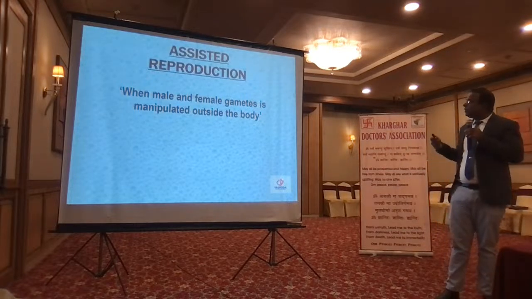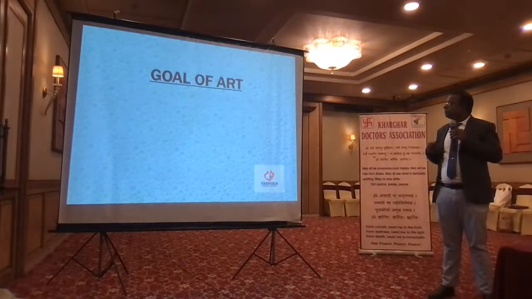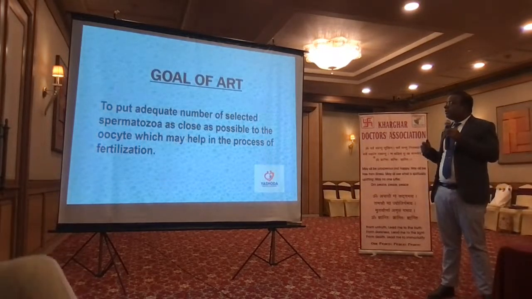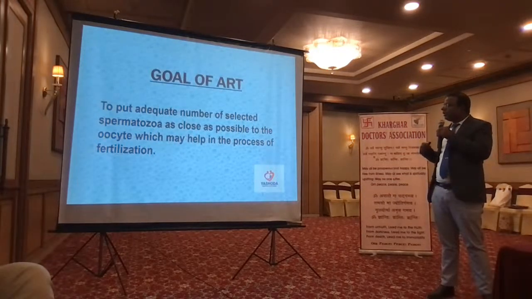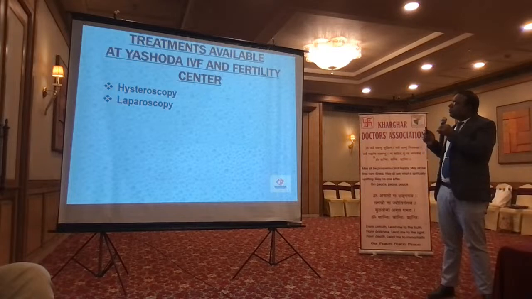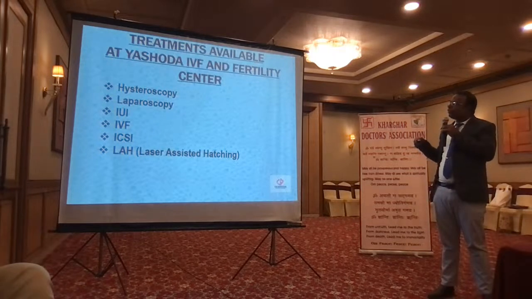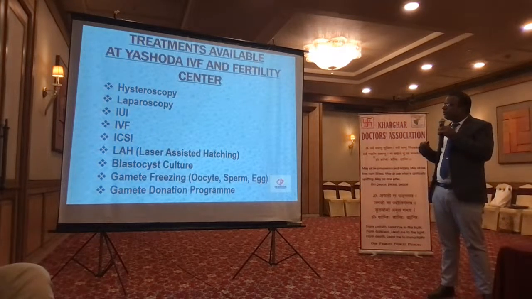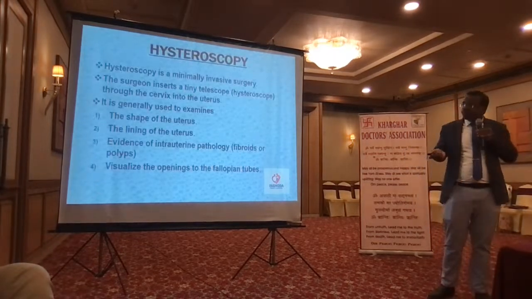So when male and female gametes are manipulated outside the body, we call it assisted reproduction. The goal of ART is to put an adequate number of selected spermatozoa as close as possible to the oocyte, which may help in the process of fertilization. So what are the treatments available at a typical fertility center? These are hysteroscopy, laparoscopy, IUI, IVF, ICSI, laser, blastocyst culture, gamete freezing, oocyte, sperm or eggs, and then the gamete donation programs. So we'll go one by one.